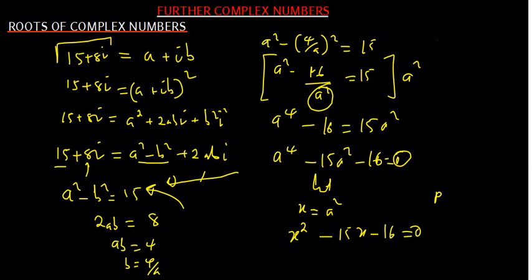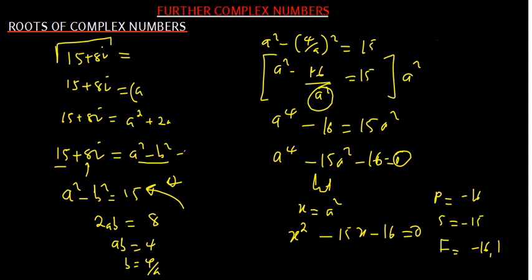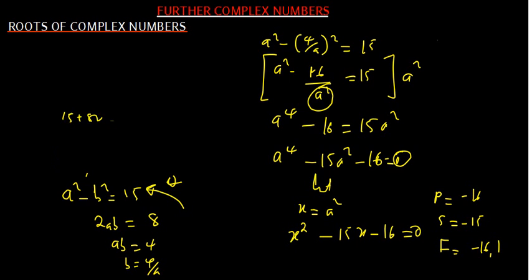At this point, we look for the product and the sum of this equation. The product is negative 16. The sum is negative 15. So the factors are going to be equal to what? Two numbers we can multiply to get negative 16 and add to get negative 15. That should give us negative 16 and positive 1. Let's go on and continue the process and see where it reaches us.